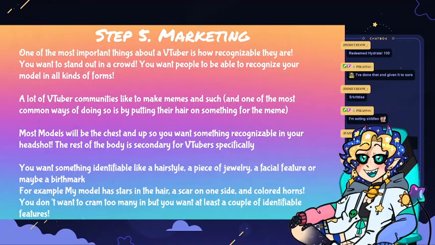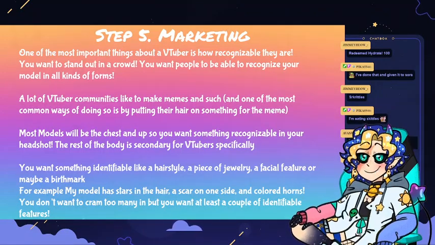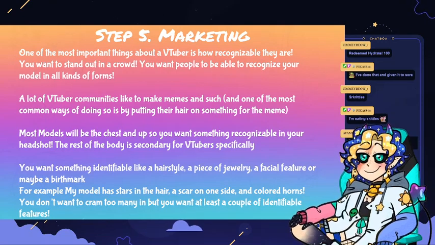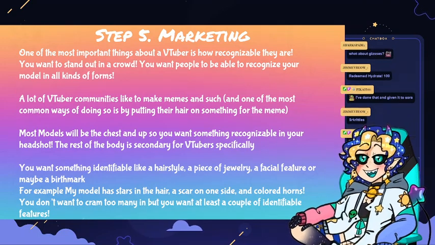Like here at the bottom I have written, an example is my model has stars in the hair. Although the stars are optional, they're not always there. I do have stardust in my hair. I have a scar on one side and colored horns. So that means that if you were to put my horns on things, they'd be relatively recognizable.